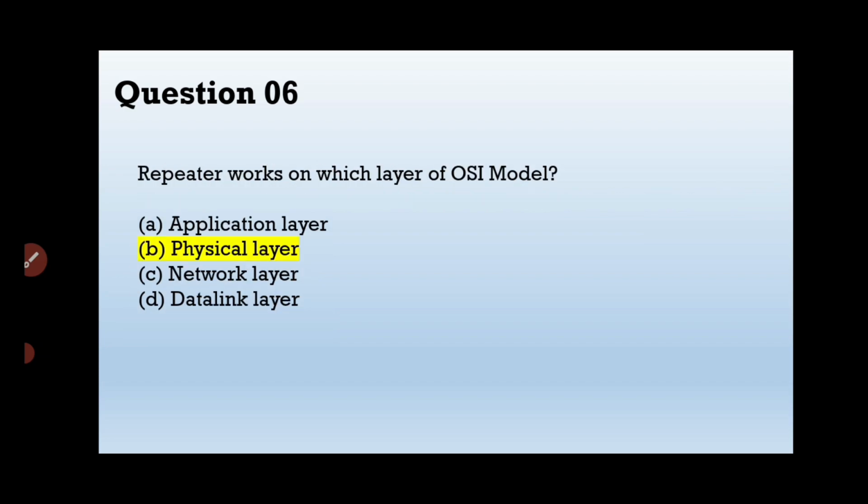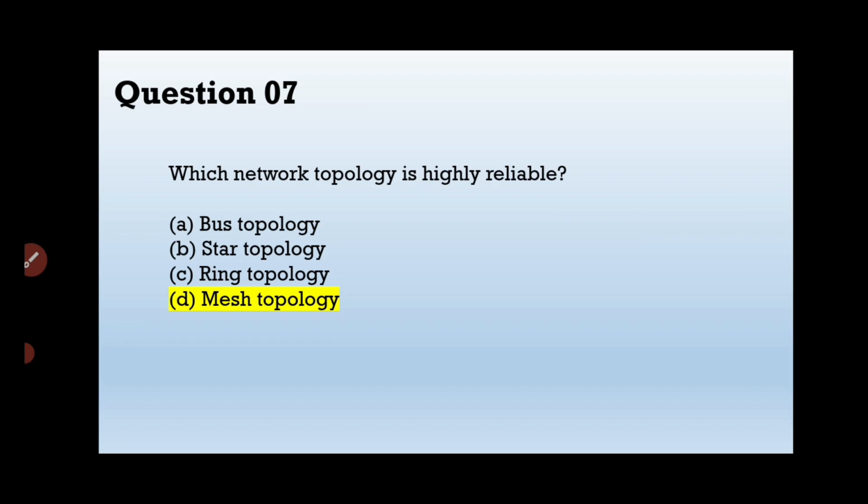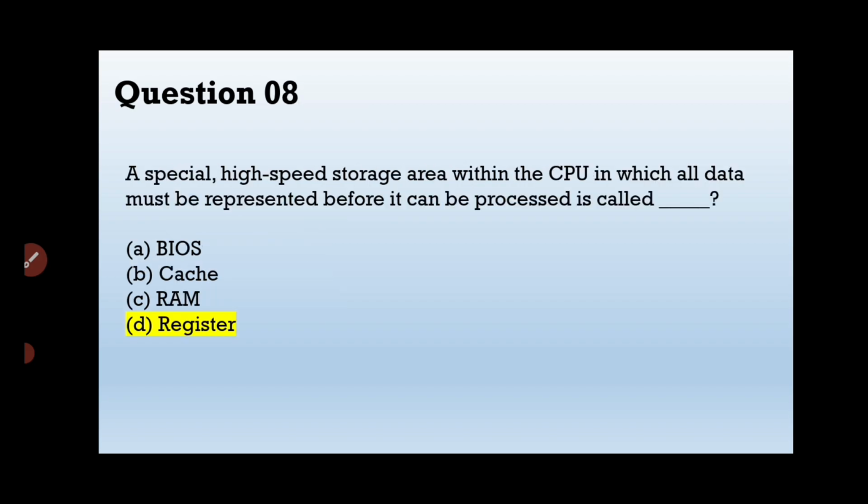Question number 6. Repeater works on which layer of OSI model? Your correct option is option B, physical layer. Question number 7. Which network topology is highly reliable? Your correct option is option D, mesh topology.